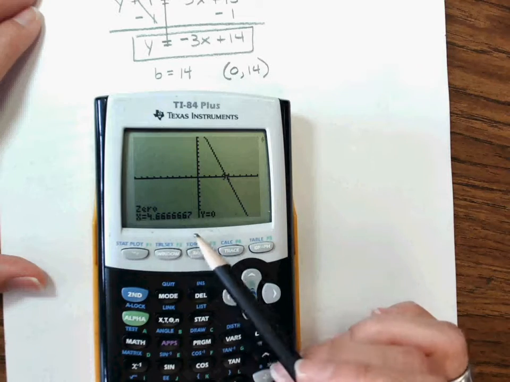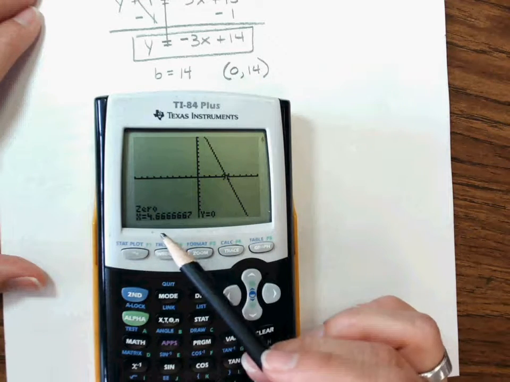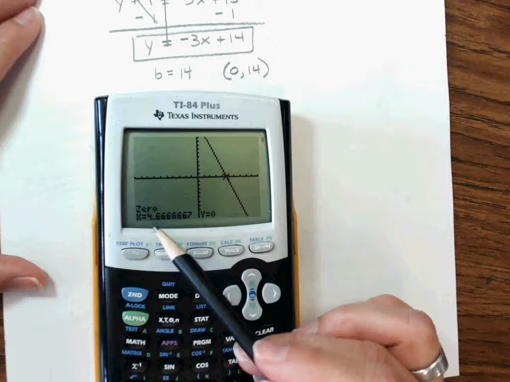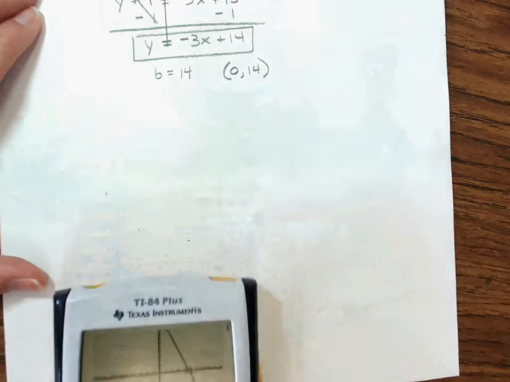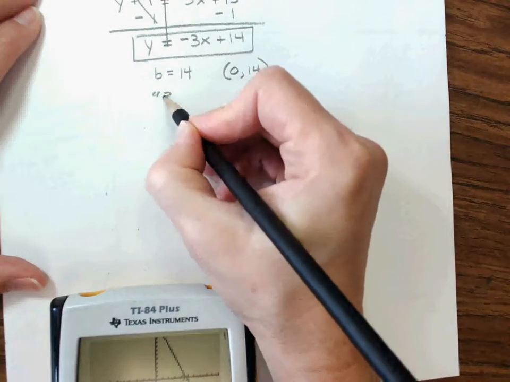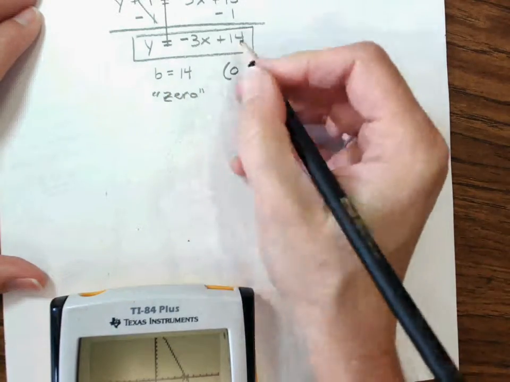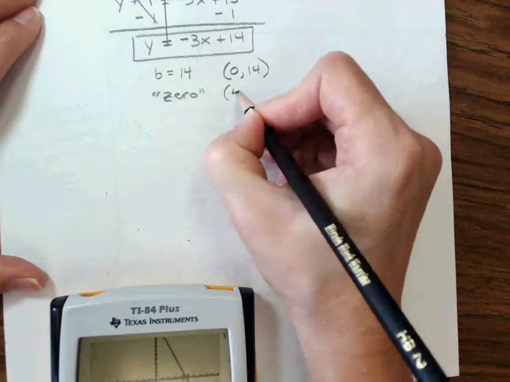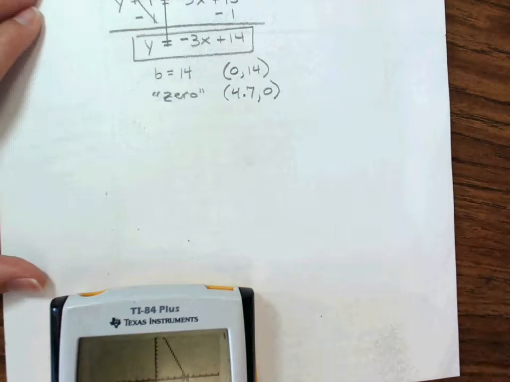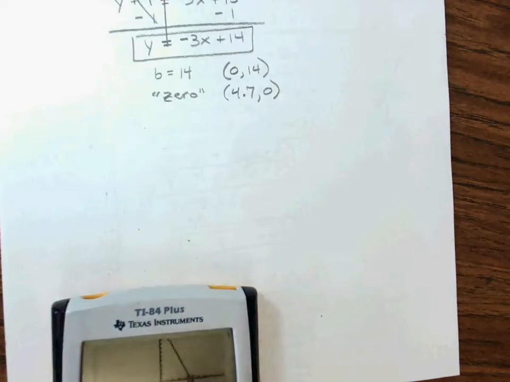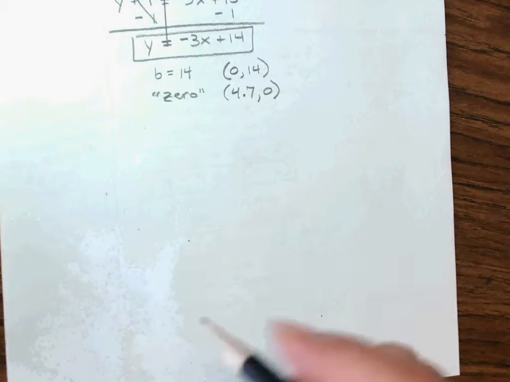So I've got 4.66666, which is 4 2/3. So I'm just going to go ahead and round that this time to 4.7. Okay, so my point is 4.70. So I'm going to say my 0, or x-intercept, is the point 4.7, approximately 0. Okay?